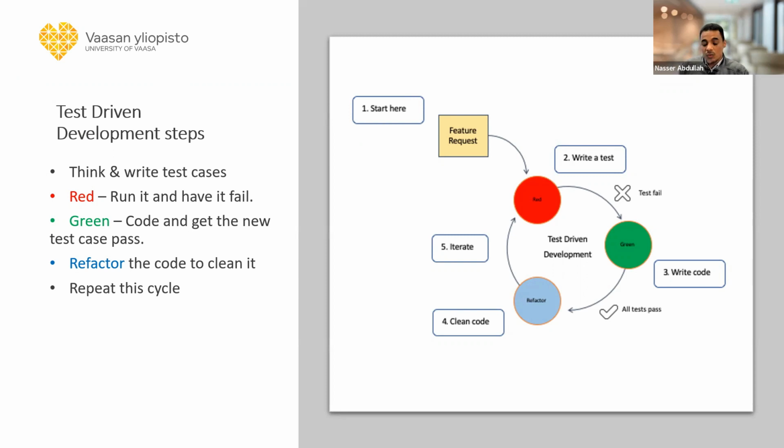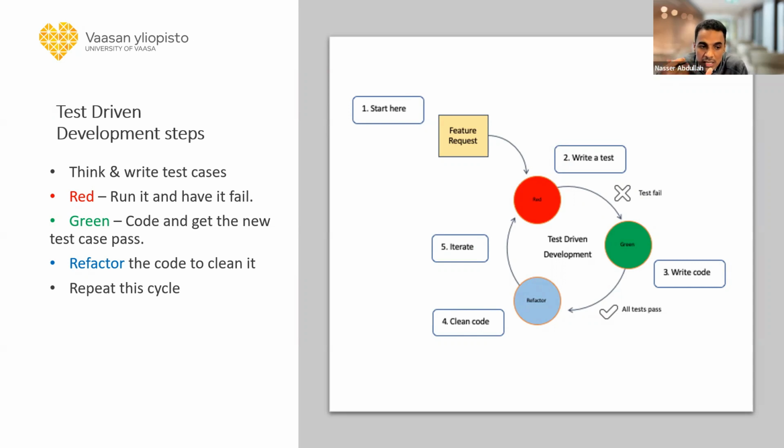Okay, guys, here they say request or features. They don't say requirement. They just define the feature they want, based on the feature request, the test case. After that, you see here the red point, they say run it and have it fail. The important thing is we have the test, but the code we just write whatever, so of course it will fail. That's why they say run it and have it fail.